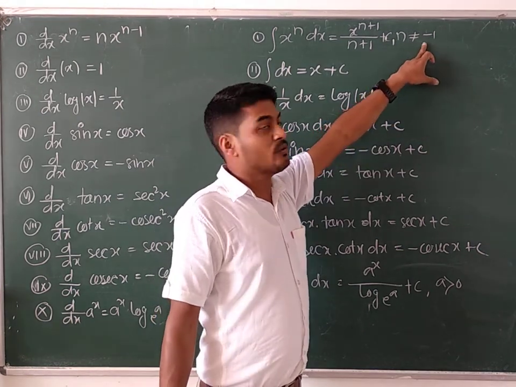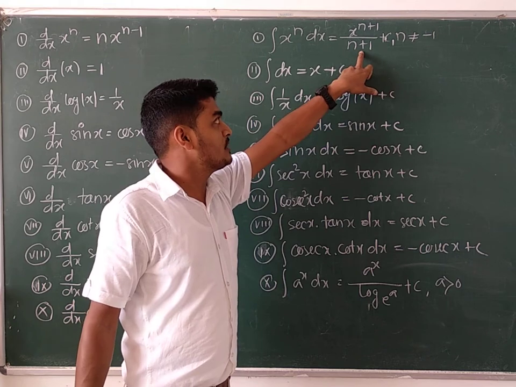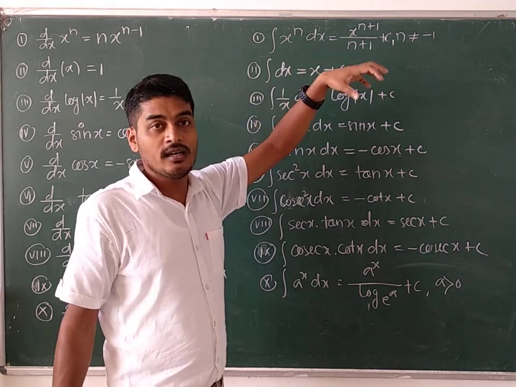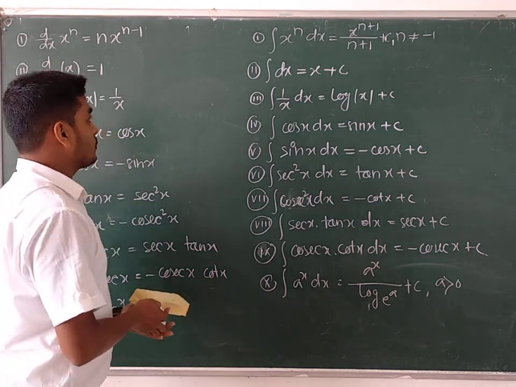If we consider n equal to minus 1, then the denominator will become 0, so you will not get the antiderivative of this one. Okay, so I have to recall this.